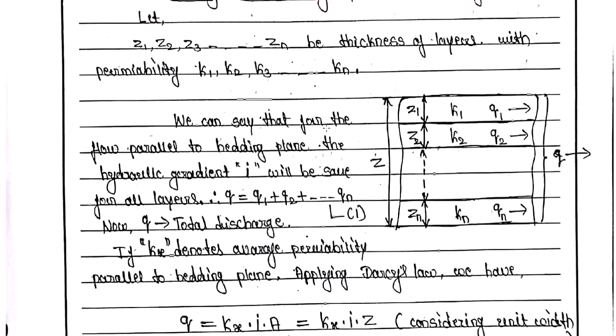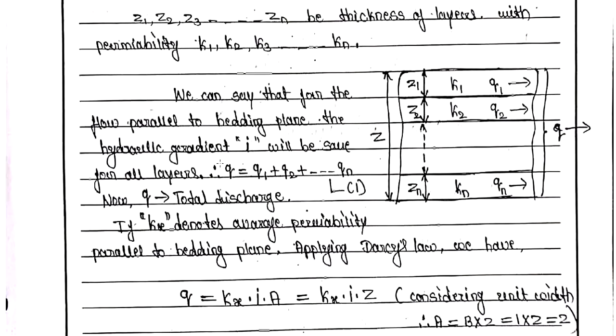So we say that for flow parallel to the bedding plane, the hydraulic gradient i will be the same. You can see the hydraulic gradient will not change for flow parallel to the bedding plane because it is not crossing any layers. So it will be the same for all the layers. The total discharge from all the layers is taken as Q. So Q will be equal to Q1, Q2 till Qn, the discharge from layer 1, layer 2 till layer n. If we find the sum, we get the total discharge.